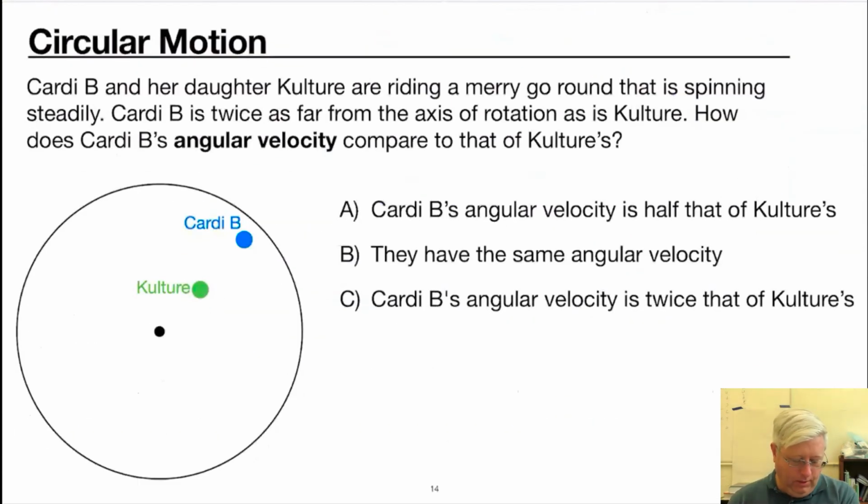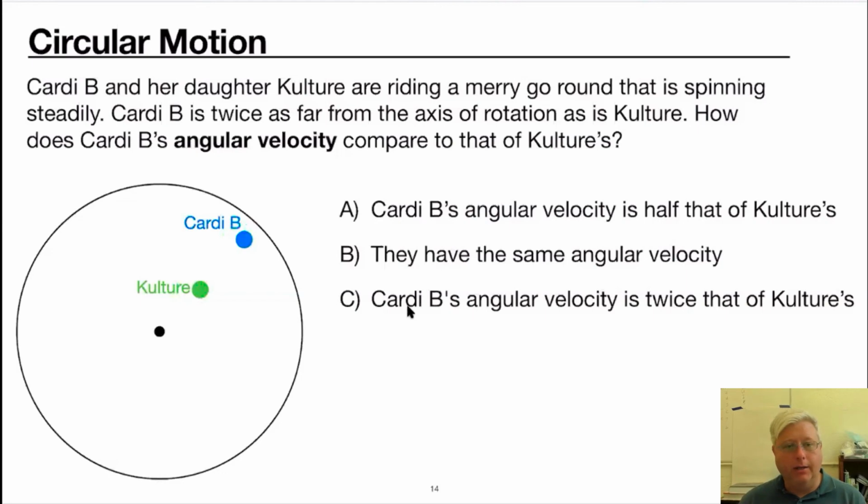All right, so let's try a couple situations thinking about this, and also we saw a similar kind of thing happening in the video with the dice on the record player. Well, let's say we have Cardi B and her daughter Culture riding a merry-go-round that's spinning steadily. So we have a uniform circular motion. And let's say that Cardi B is twice as far from the axis of rotation as Culture is. So how does Cardi B's angular velocity compare to that of Culture's?